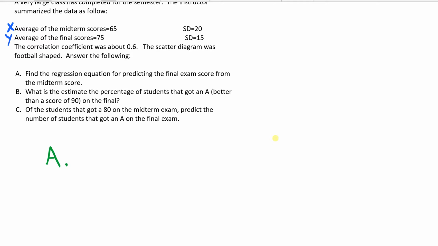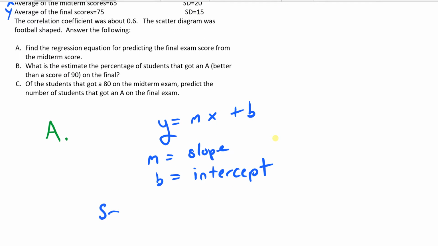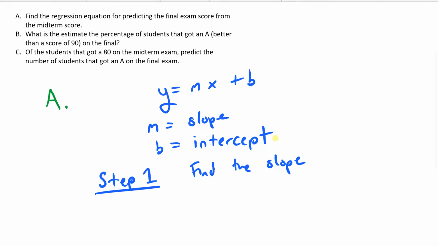The equation for a line is y equals mx plus b, where m is the slope of the line and b is the y-intercept. The first step for finding the regression equation is to find the slope. Conveniently, we do have a formula for the slope. The slope is equal to r times the SD of y over the SD, the standard deviation of x.